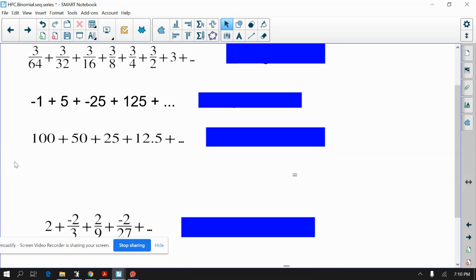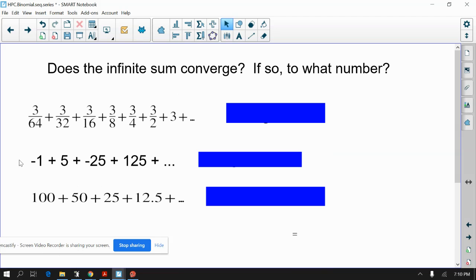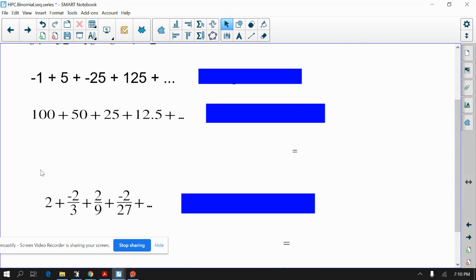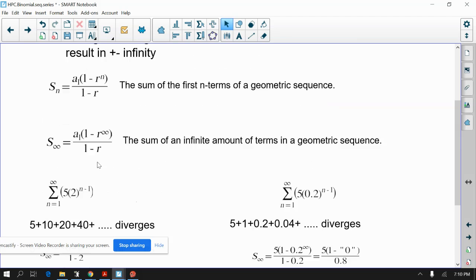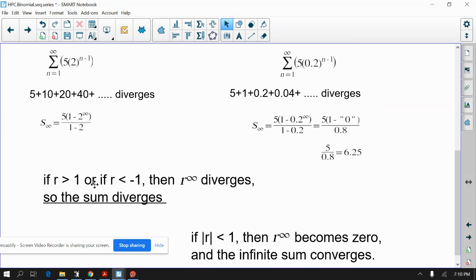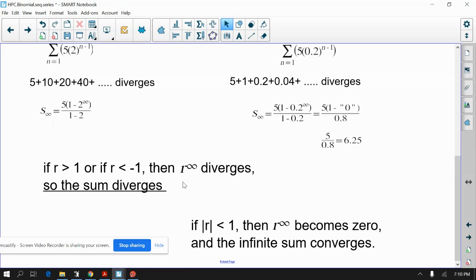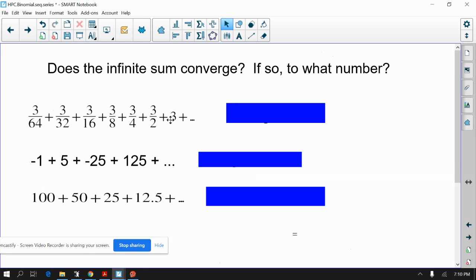All right, last slide. 4 examples. So I got 4 geometric series. And do they converge? Yes or no? And it's all about that R value. If the R value is bigger than 1 or less than -1, it diverges. But if it's between -1 and 1, then we get to use this formula to find out what it converges to. So it's all about finding that R.